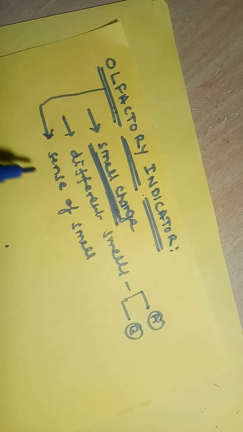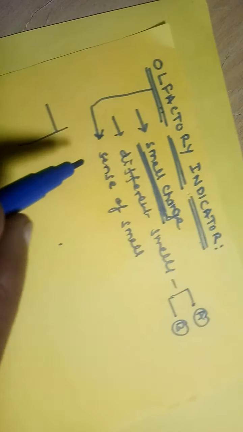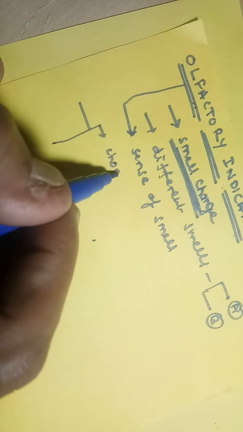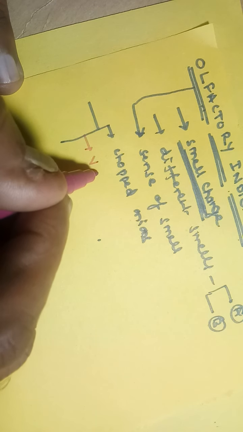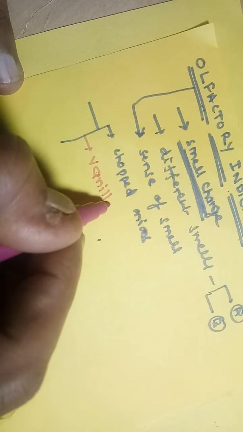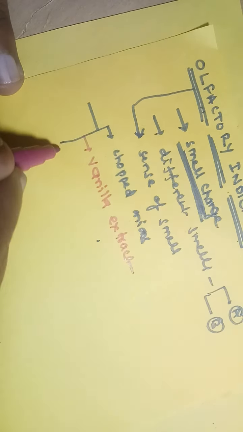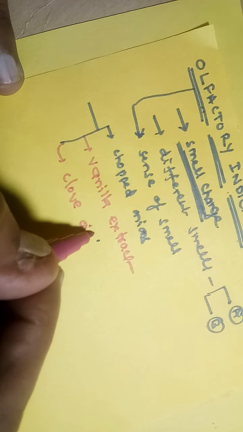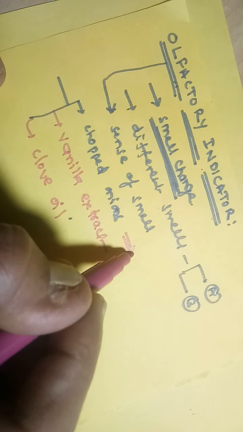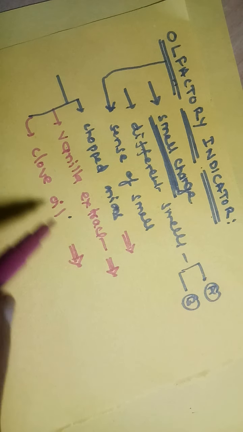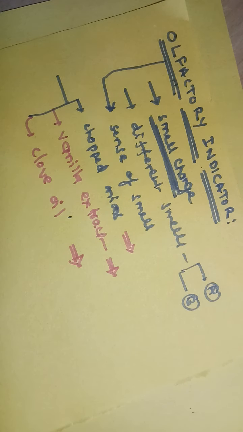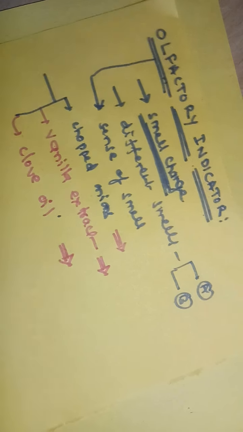In our syllabus, under this olfactory indicators concept, we have chopped onions, second, vanilla essence or vanilla extract, and third, clove oil. Chopped onions have a characteristic smell, vanilla essence has its characteristic smell, and clove oil has its characteristic smell. That means each has one specific smell.